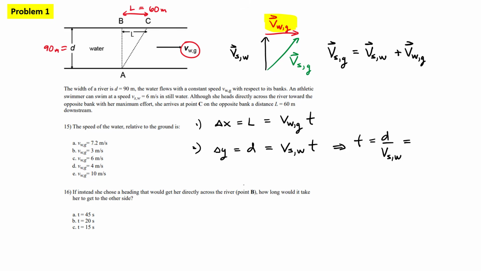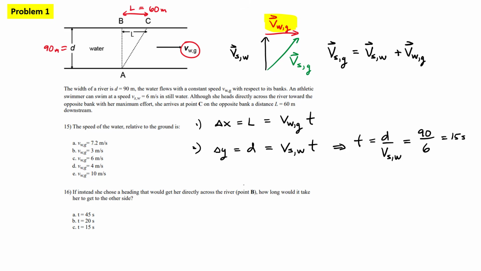All right, so right away you could solve for this. Because the distance d is 90 meters and the speed of the swimmer relative to the water is given by 6, that means we're left with a time of 15 seconds.